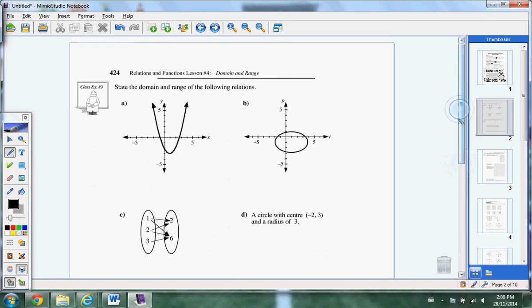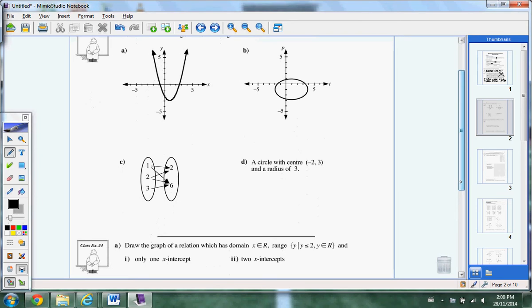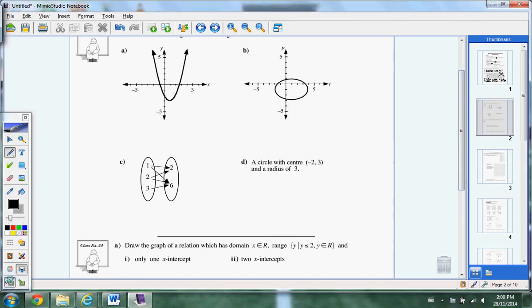Example 3, state the domain and the range of the following relations. Okay, so I have these pictures here. We got a couple of graphs. We got a, what's this called again? What's this guy called? Mapping diagram, yes. This guy, this is a parabola. Okay, that's a circle, and that's a circle. Okay, so we're going to do the domain and range of these.